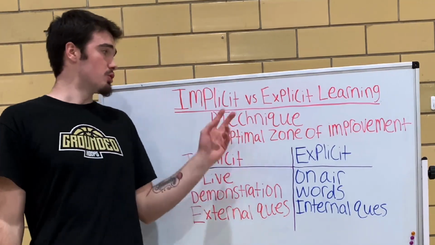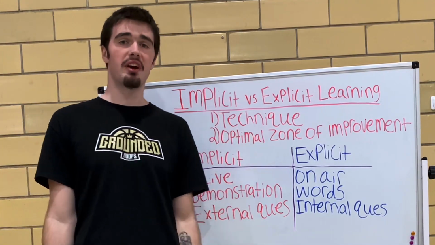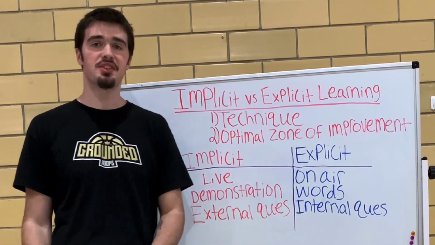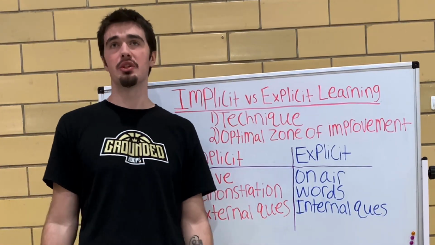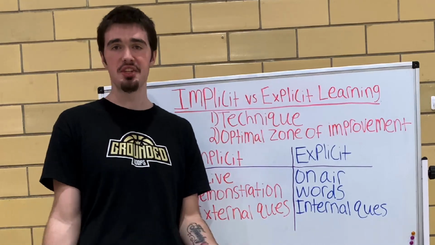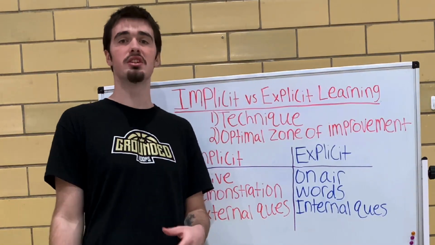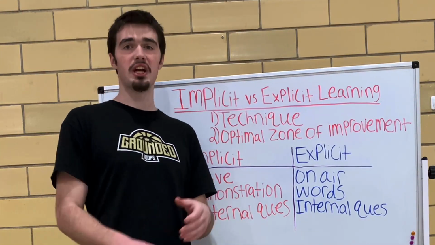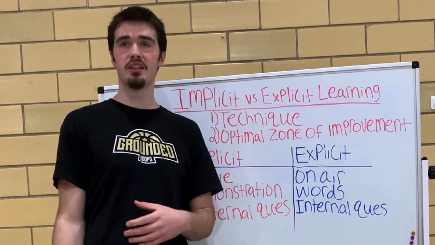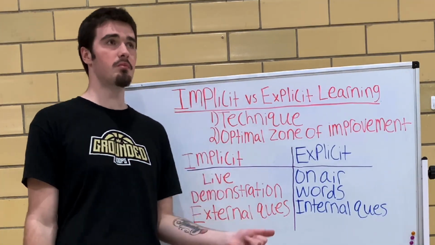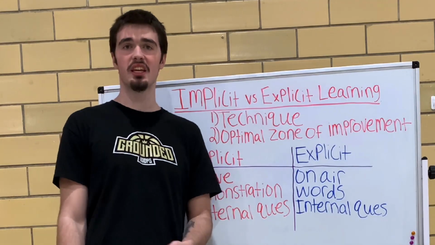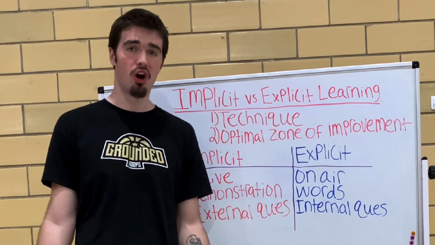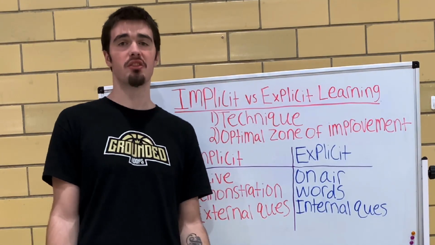So two reasons why implicit learning is more effective. Number 1 is technique is not a one-size-fits-all thing. When we talk about jump shots, that's probably the easiest example because you can kind of see differences. Steph Curry shoots very different than KD, than Tyrese Halliburton. So a lot of times technique is less about right or wrong and more about what's most comfortable.